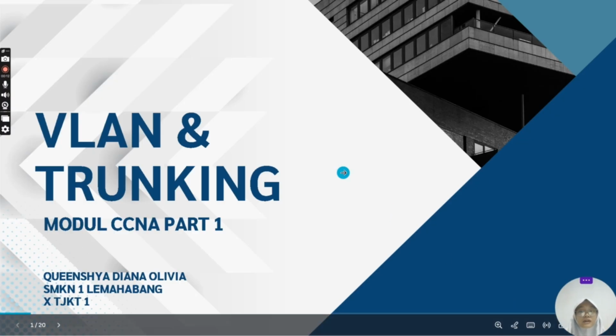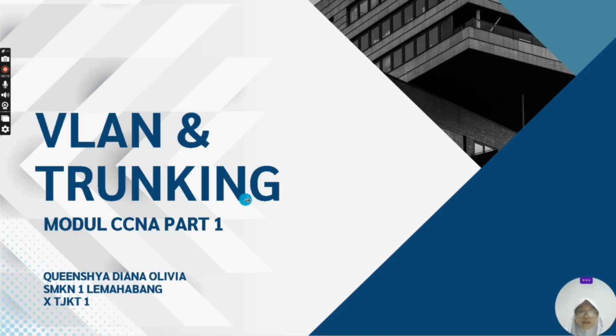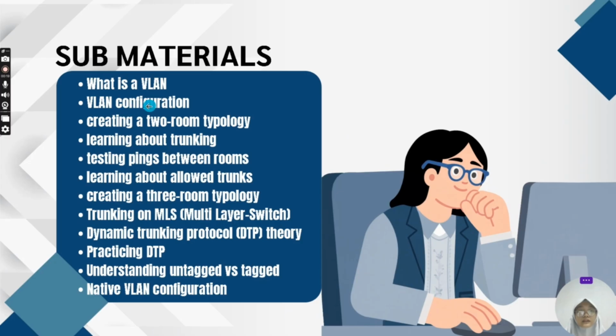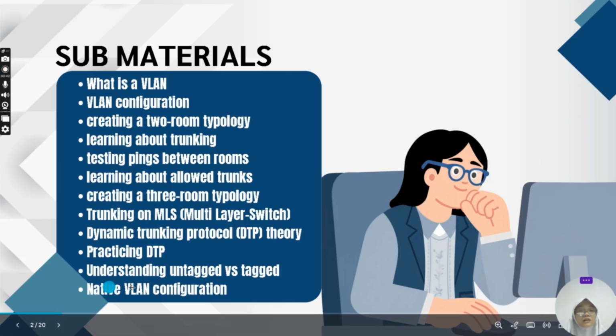This time I want to present material regarding VLANs and trunking. The sub-materials we will cover include what is a VLAN, VLAN configuration, creating a two-room topology, learning about trunking, testing pings between rooms, learning about allowed trunks, creating a three-room topology, trunking on MLS or multi-layer switch, dynamic trunking protocol or DTP theory, practicing DTP, understanding untagged versus tagged, and finally, native VLAN configuration.